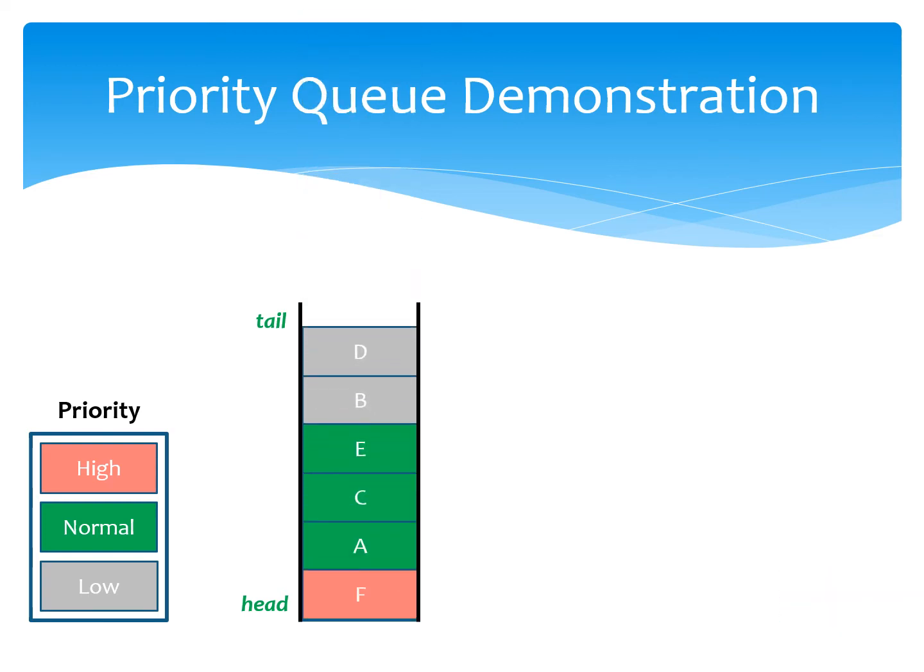As there is no high priority task in the queue, task F with high priority will pass all low priority and normal priority tasks to reach the head of the queue.